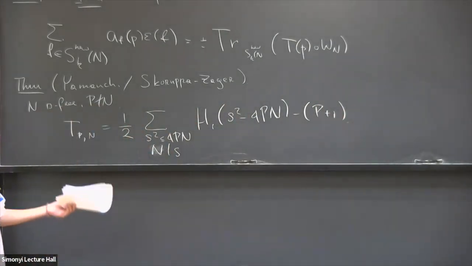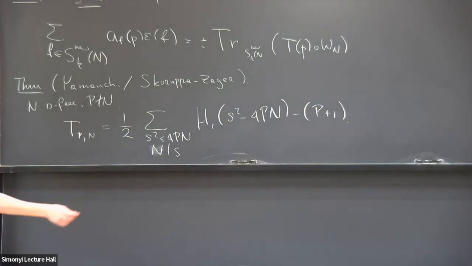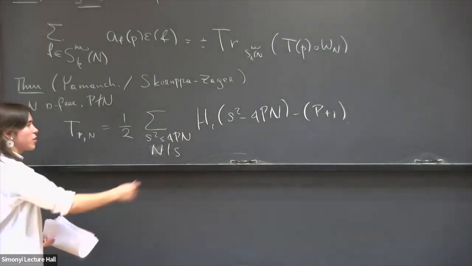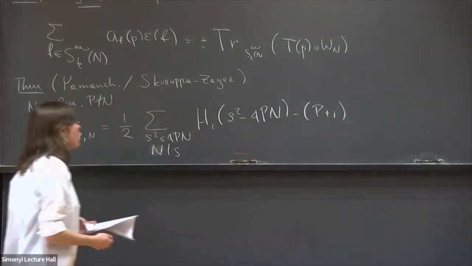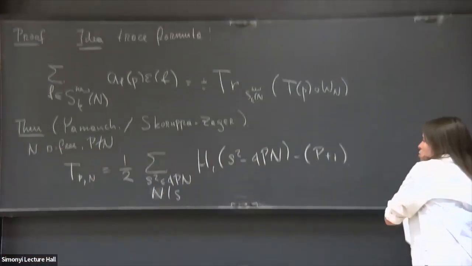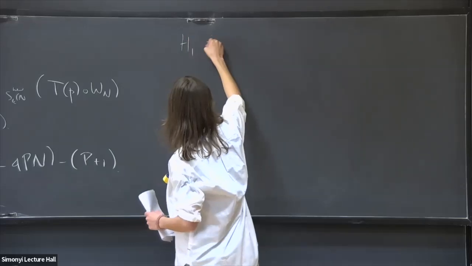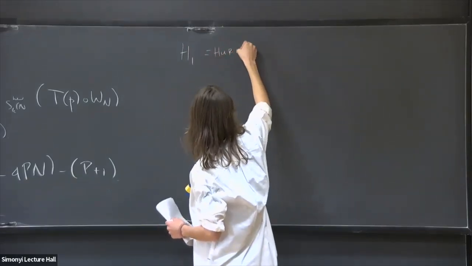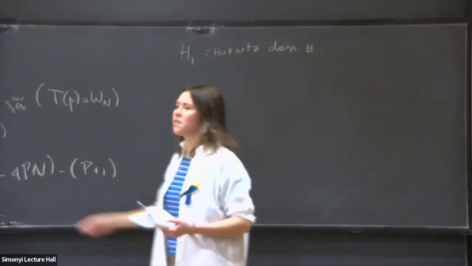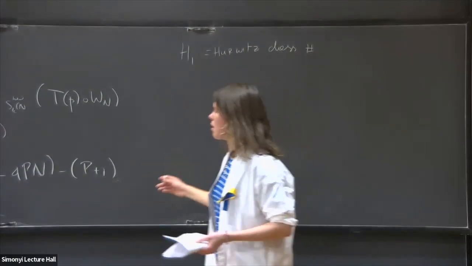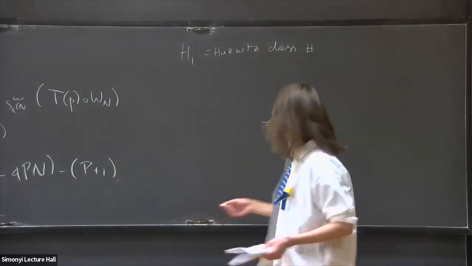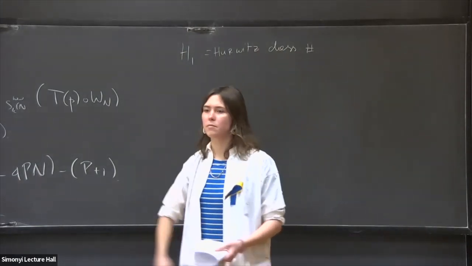So this trace turns out to be just expressible as a sum of a bunch of class numbers minus what will be the main term, minus p plus one. Here, H1 is the Hurwitz class number, which is basically the same as a class number, except instead of counting primitive binary quadratic forms up to SL2(Z) equivalence, we're counting all of them together. And they're also weighted by the size of the automorphism group.